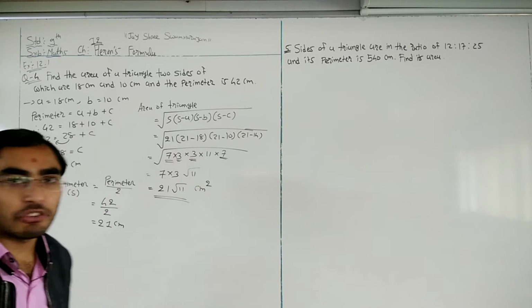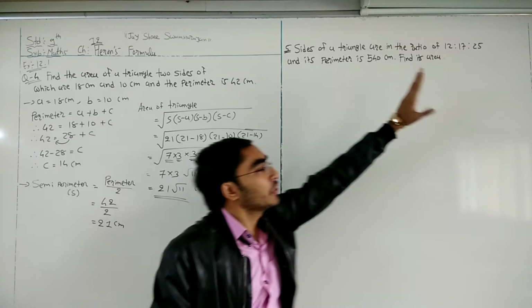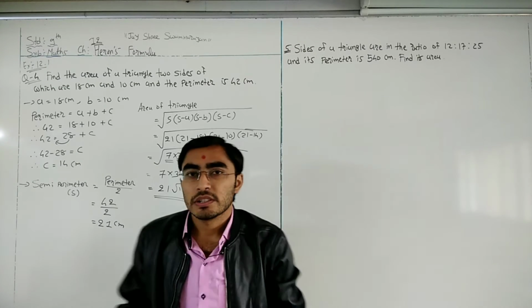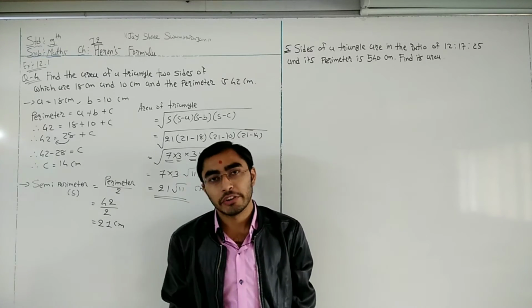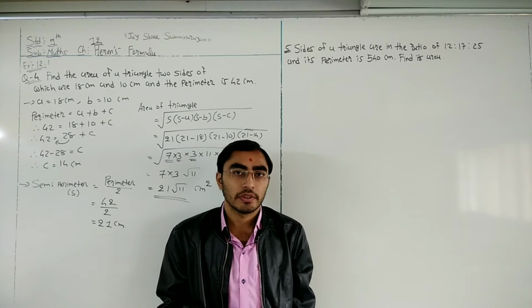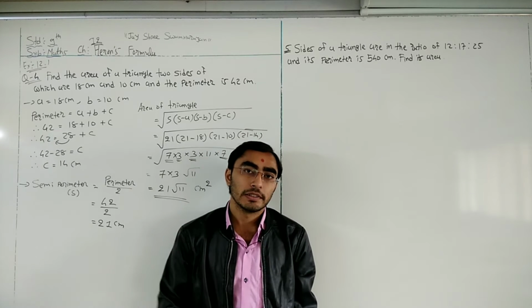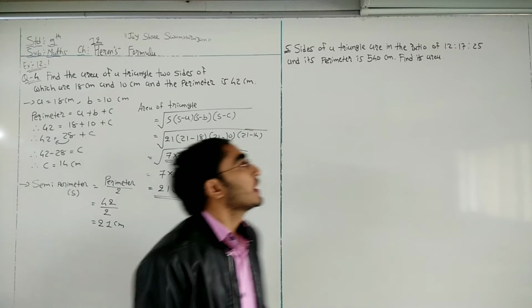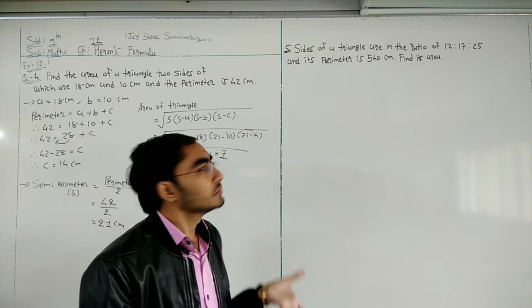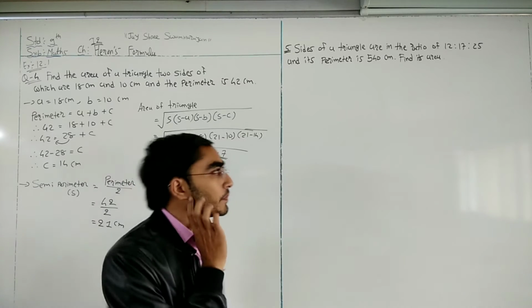So here directly sides are not given to us, but the ratio is given to us. These are not the sides, but the ratio. So our first work is to find all three sides. After that, we need to find the semi-perimeter S. After that, we can find the area of the triangle. So what we need to do? Sides are given in the ratio, perimeter is given to us, and we need to find the area.